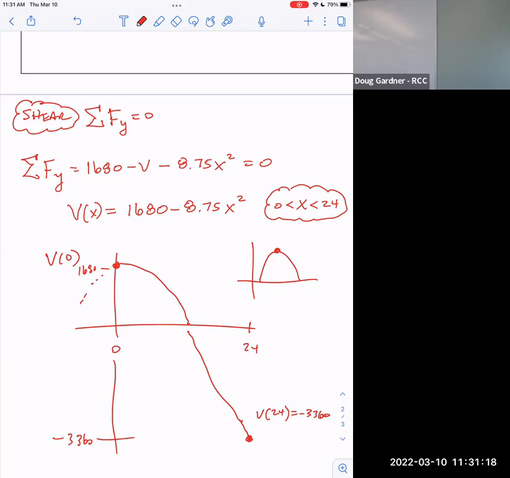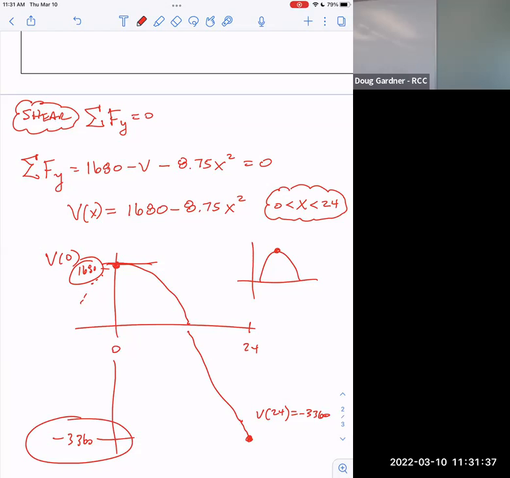So this is a really interesting question, by the way, because if we had done calculus on it, it would have given us that answer up there, because that's the only place where that graph has 0 slope. And so we would have said the shear is 1680, but 3360 is bigger. We'd have got it wrong.